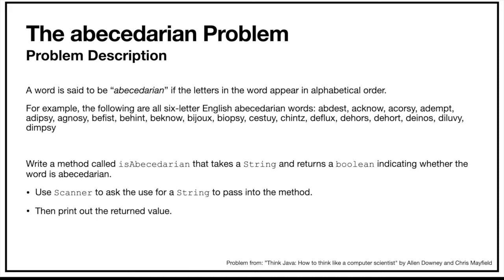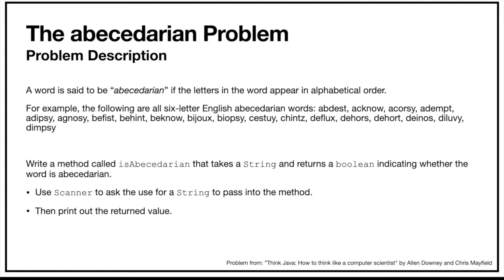Now, for example, here are a couple of six-letter English abecedarian words. You're welcome to read them on your own. Those are just examples, but if you pay attention, for example, biopsy: B goes before I, goes before O, goes before P, goes before S, before Y. So that is basically an abecedarian word.